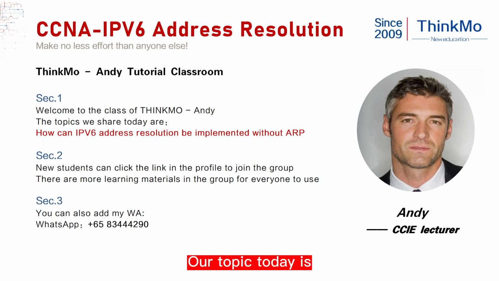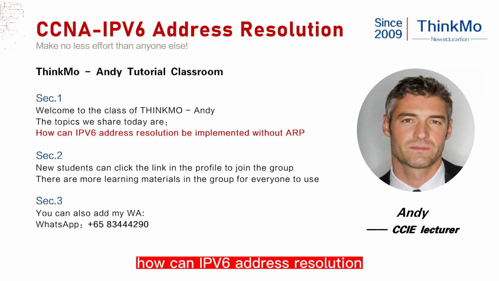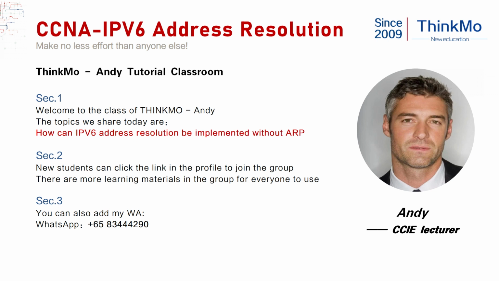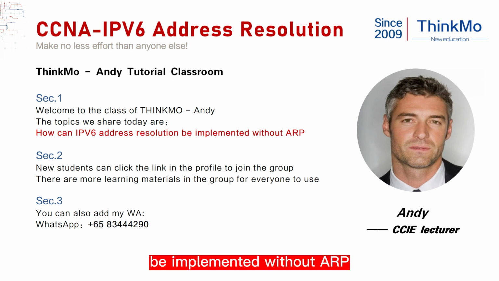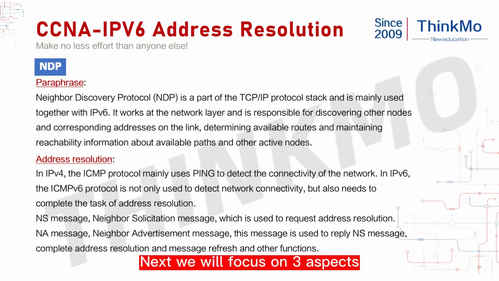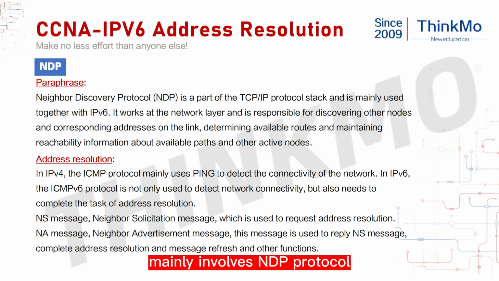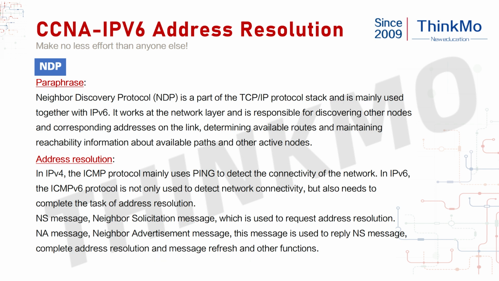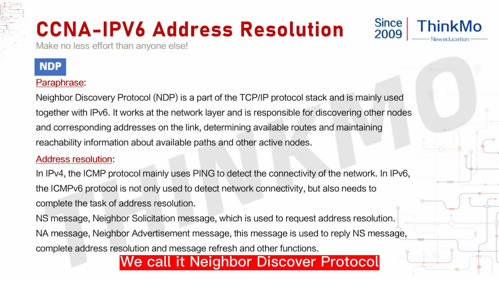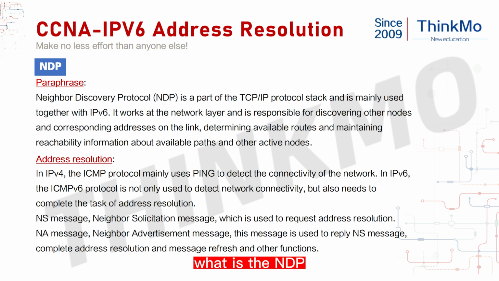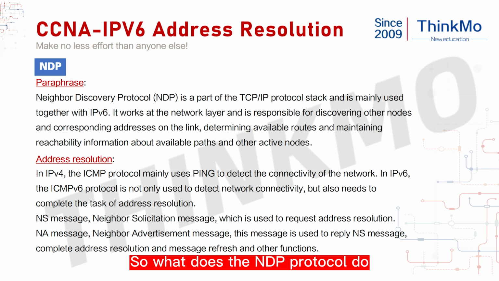Our topic today is: how can IPv6 address resolution be implemented without ARP? Next, we will focus on three aspects. IPv6 address resolution mainly involves the NDP protocol. We call it Neighbor Discovery Protocol. It explains the first problem. What is NDP? So what does the NDP protocol do?